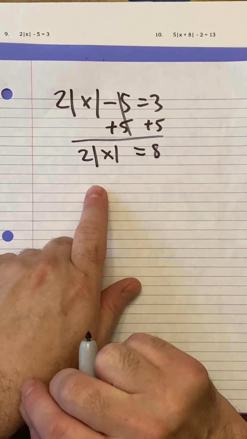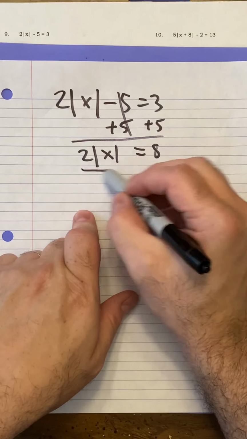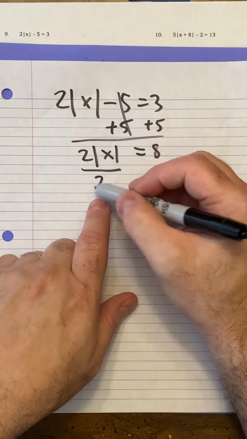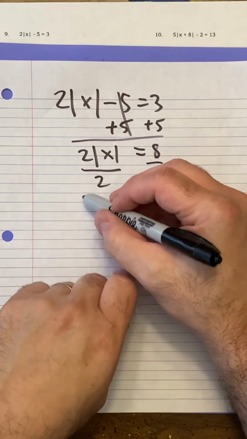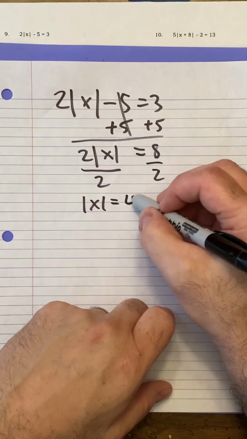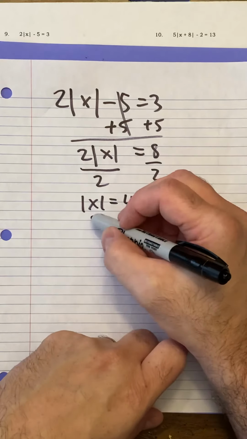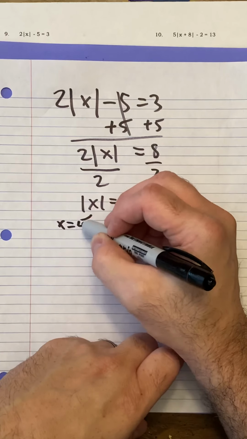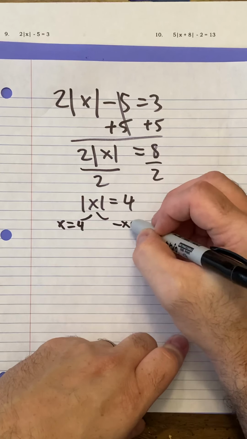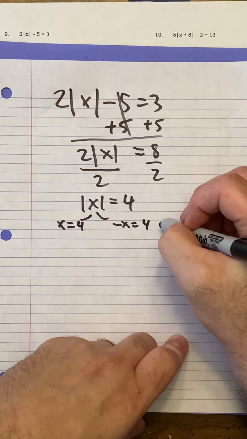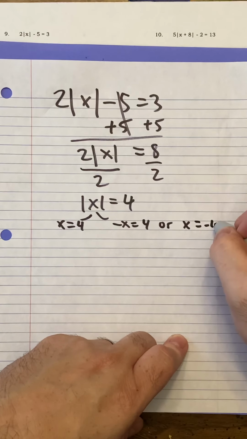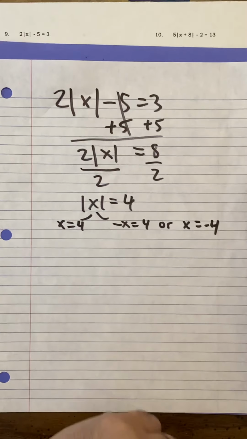Again, we want to get the absolute value of x alone. Now we're going to do the multiplicative inverse. We're going to divide by 2. So we get the absolute value of x equals 4. And we're going to make 2 equations out of this. One equation is going to be x equals 4. The other equation is negative x equals 4, or x equals negative 4. Those are the 2 solutions there.